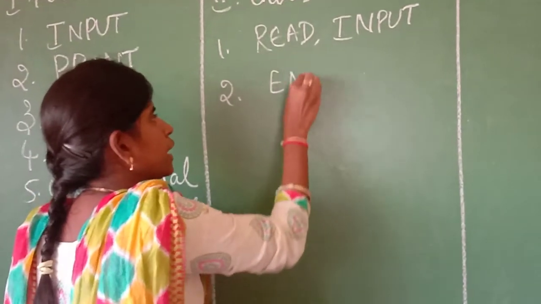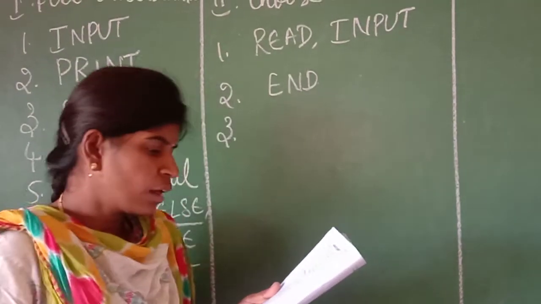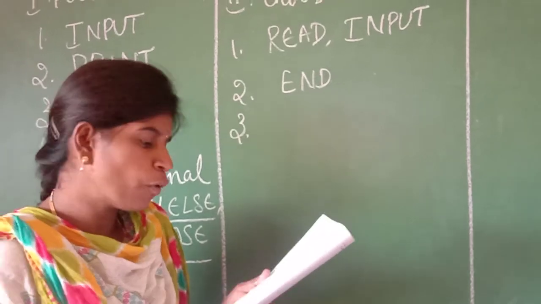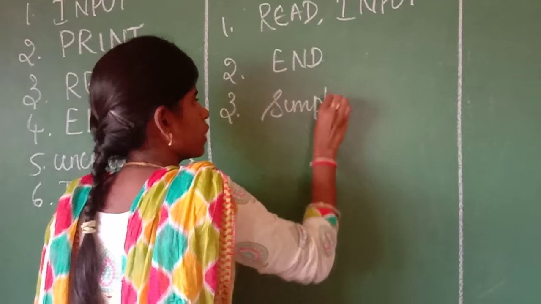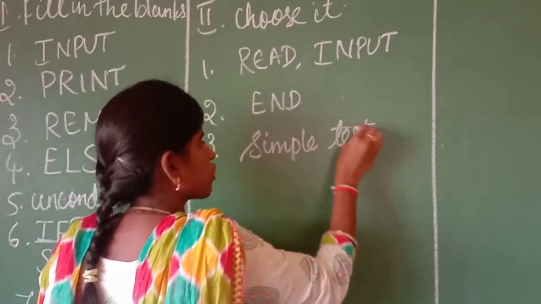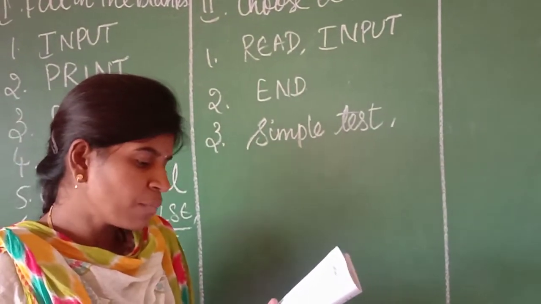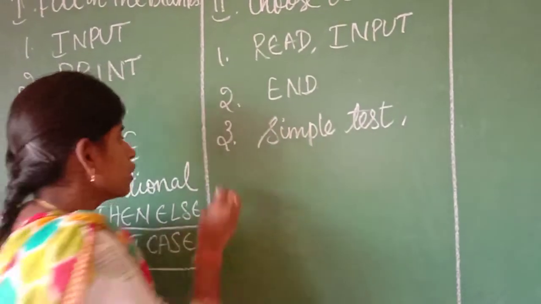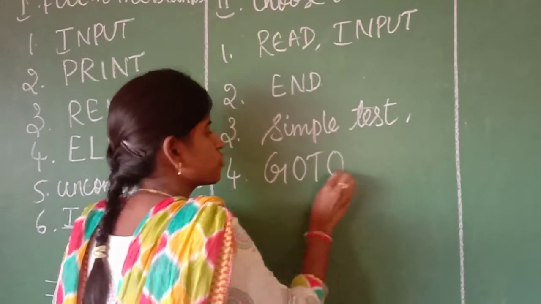End statement, END, denotes the end of the program. If then and if statement is used for performing a dash, simple test. Because it is a single line statement, it is used for checking simple conditions. Fourth, the statement that transfers control without testing any condition is a go-to statement. It will come under the unconditional statement.